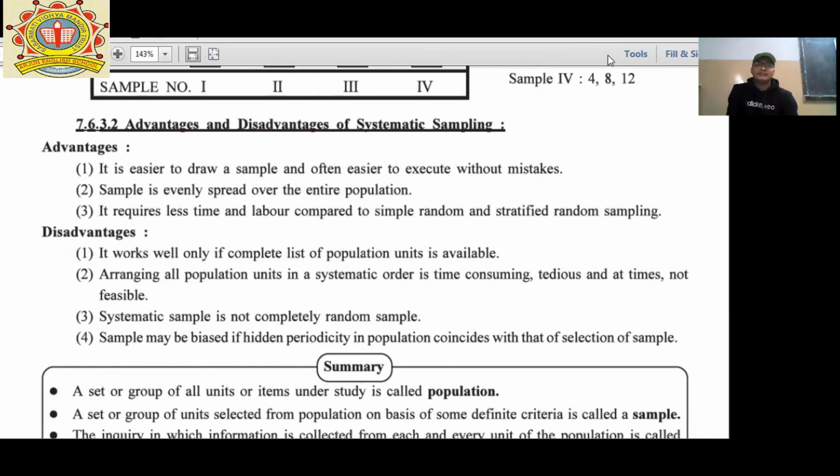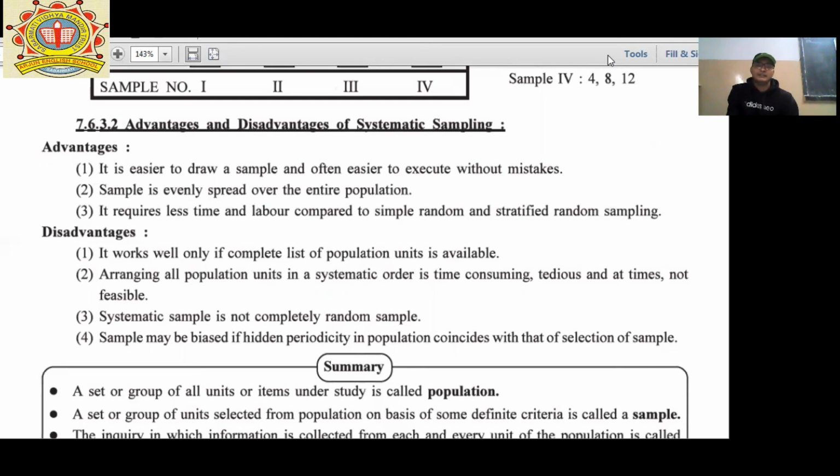Second point, the sample is evenly spread over the entire population. It means it is spread over the entire population, and we do not have to select all the random units from a specific part of the population. Third point, it requires less time and labor compared to simple and stratified random sampling. It means it is easier, and less time and less labor are required.